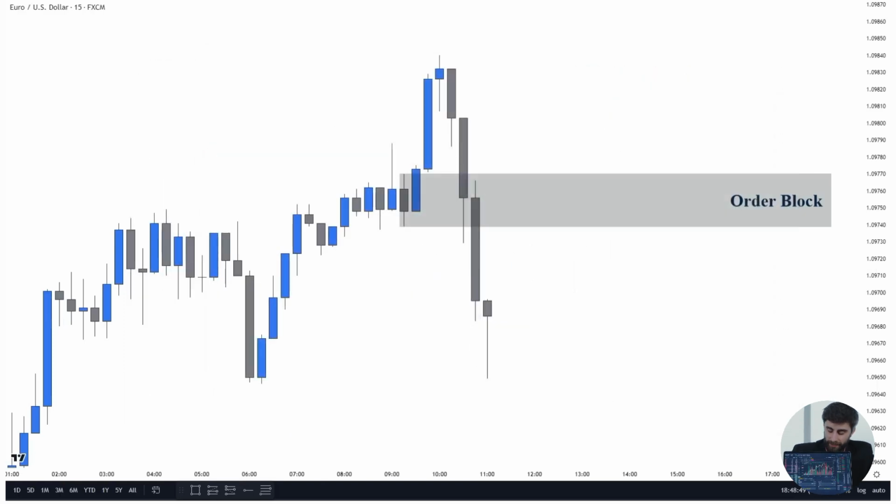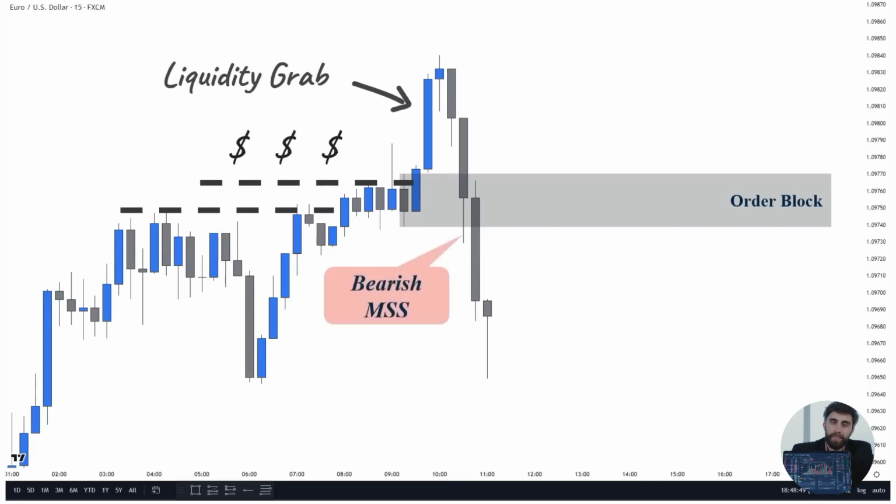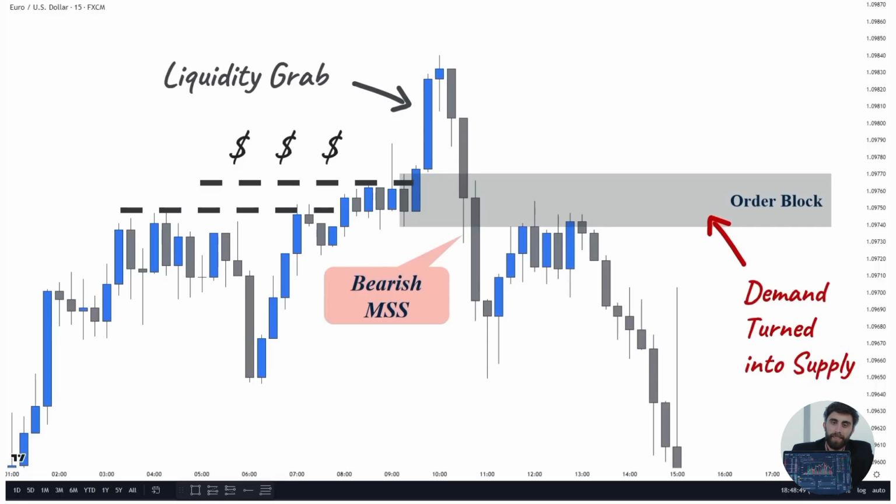But on the 15-minute chart, we see this move as a liquidity grab above the previous highs. We now have a bearish market structure shift, and the area of demand has now turned into supply. Therefore, we expect the price to be rejected from this breaker block and continue to move downwards.